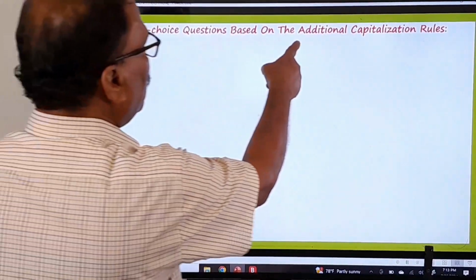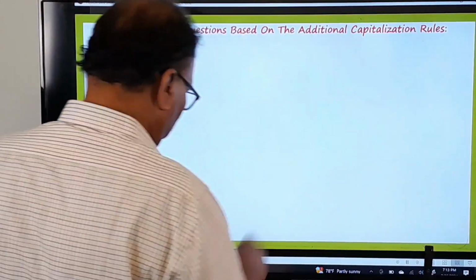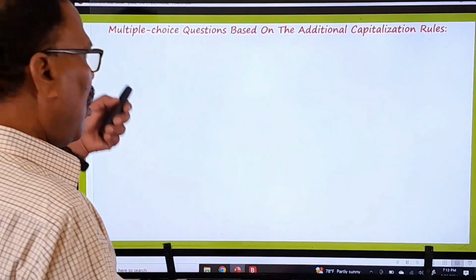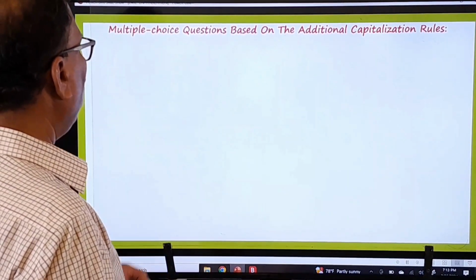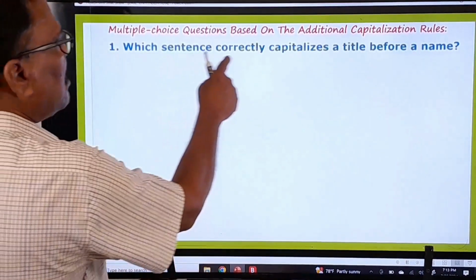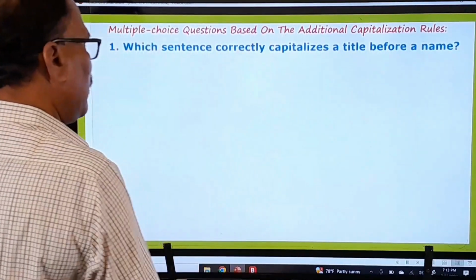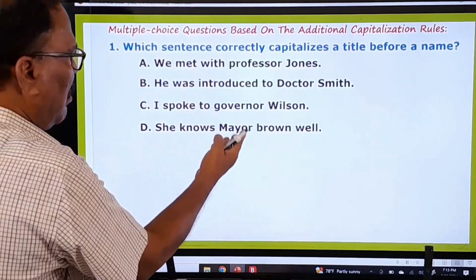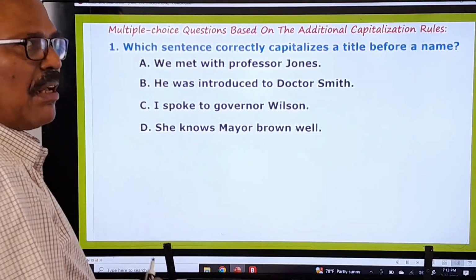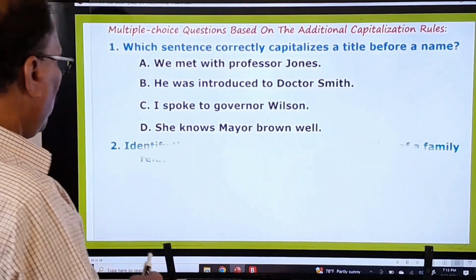Multiple choice questions based on the additional capitalization rules. Additional rules are also given, and on them also I have prepared some multiple choice questions. So here, which sentence correctly capitalizes a title before a name? These are the options. You can choose the right one. And you go to the second one.